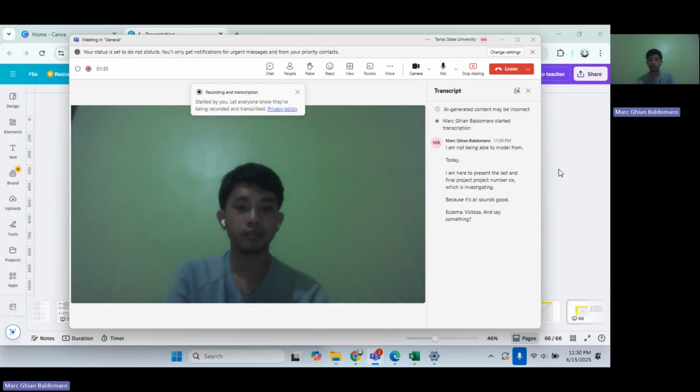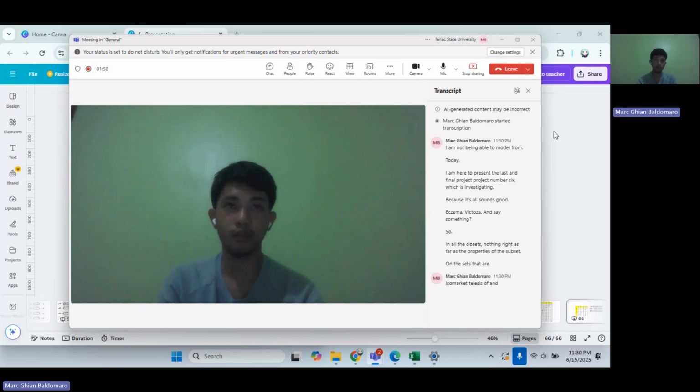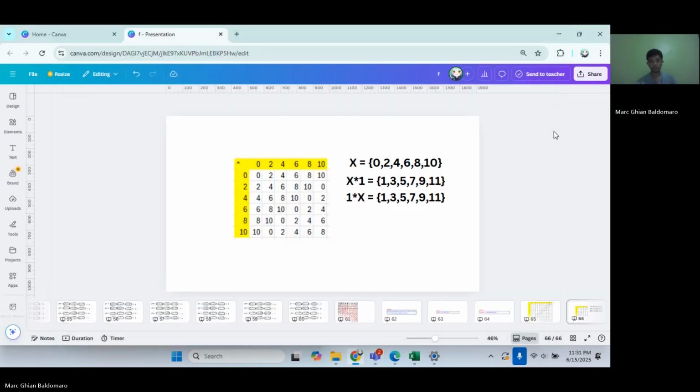So, in looking at all the cosets, left and right, as well as the properties of the subsets, all the sets that are isomorphic to Z sub n, instead of going at it one by one, I'll just have here an example and then I'll explain it as a whole while I am explaining with the example.